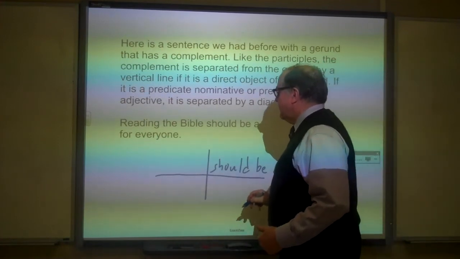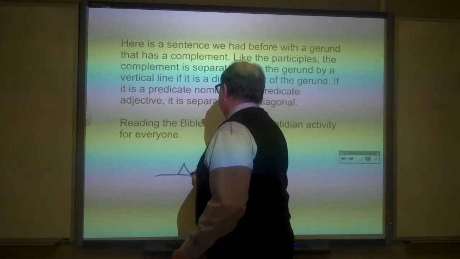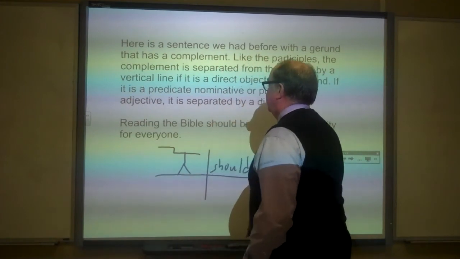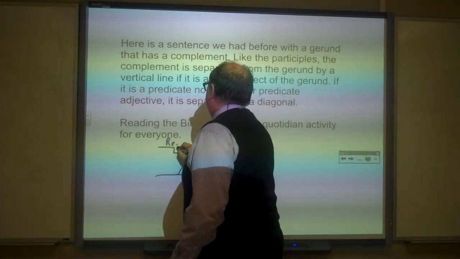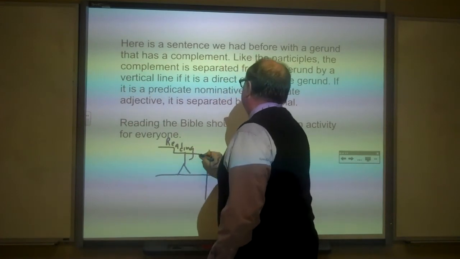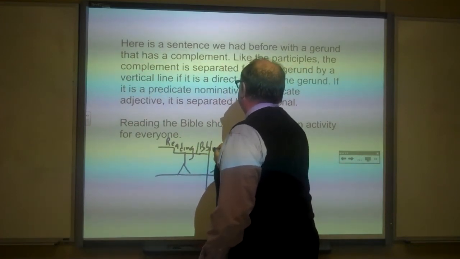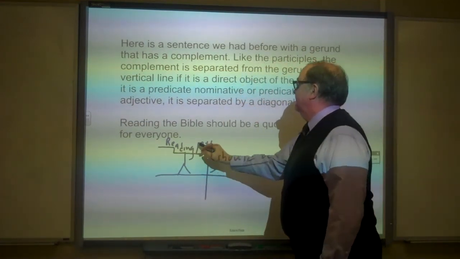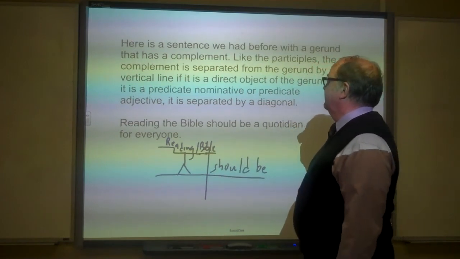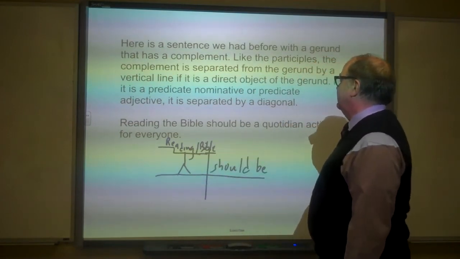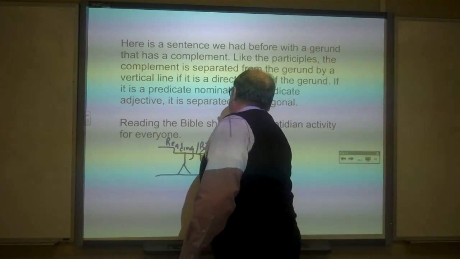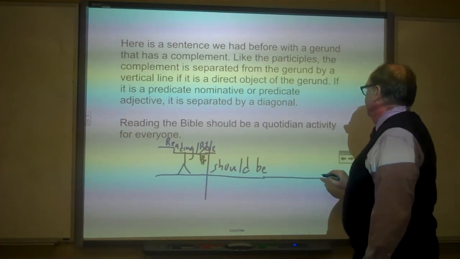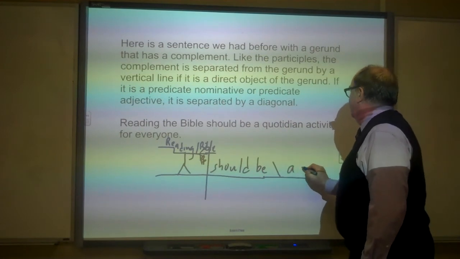Okay? So we put reading on the noun stand with the step in it, something like that. And then Bible is the direct object of reading. Didn't really allow enough room there, but you get the idea. The vertical line separates the verb from the direct object. And then the modifies Bible. Should be is a linking verb. Activity is the predicate nominative.